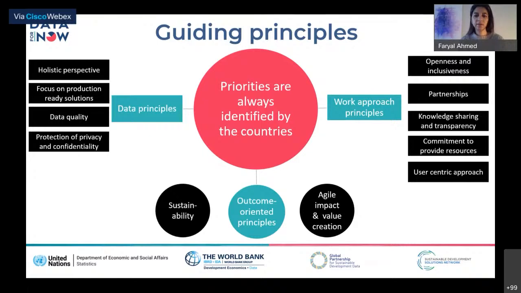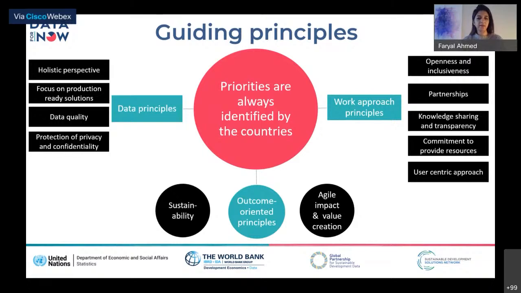Then there's knowledge sharing and transparency, that we share the information or the solutions through various platforms with various countries, and commitment to provide resources, either through funding, financial, or advisory resources. And the user-centric approach is that the Data for Now project is focused on providing data that meets the requirements of the users, that are the decision makers or civil society or anybody who's able to use the data to accelerate the progress on SDGs.